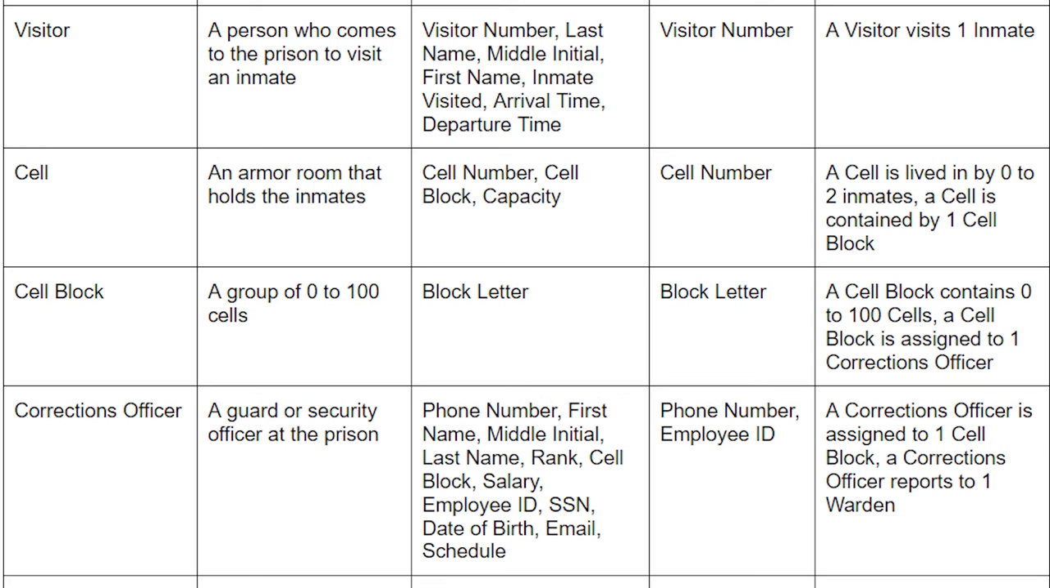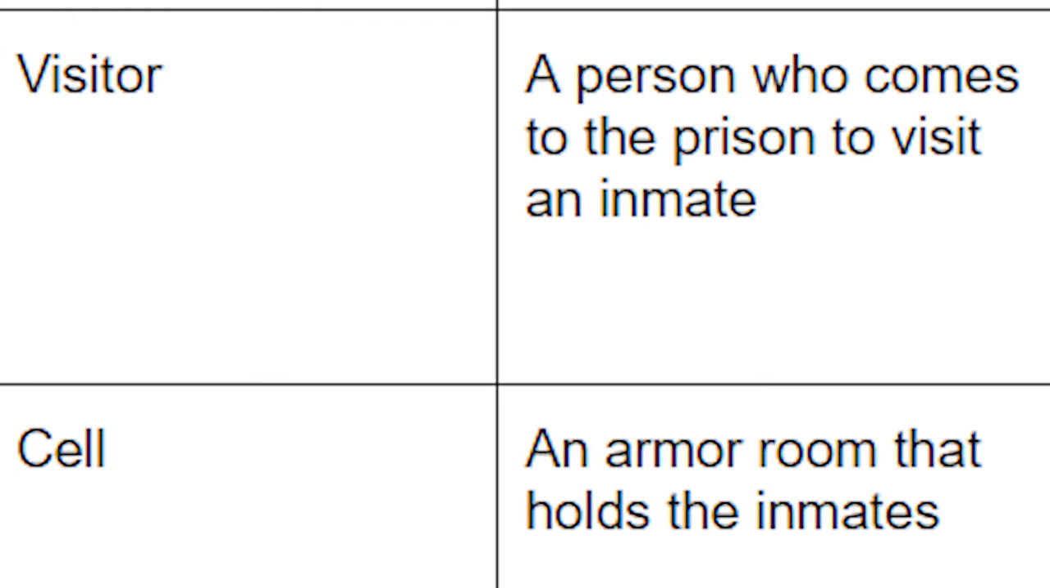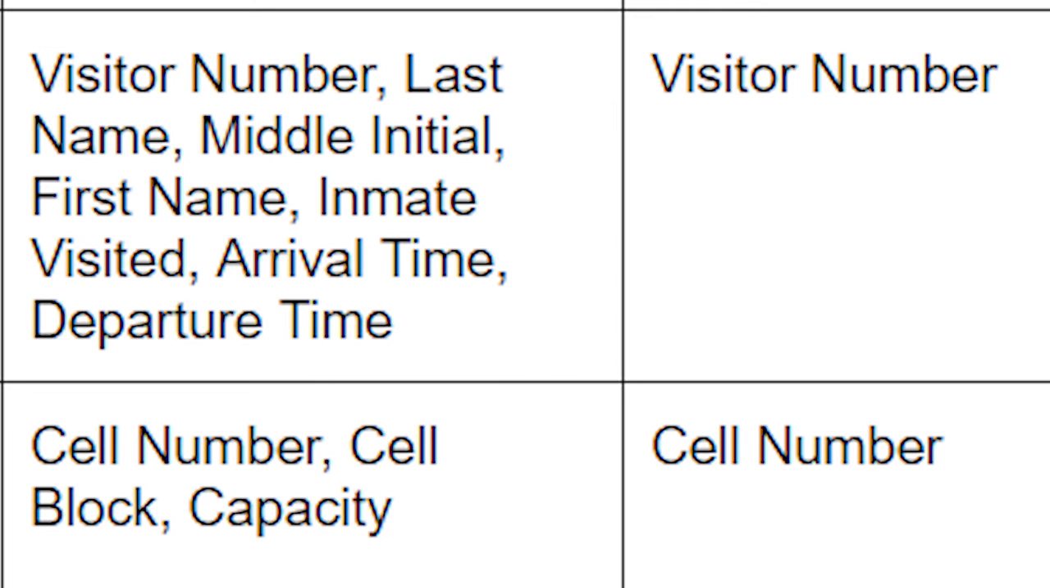The next entity is the visitors, and a visitor is anyone who comes to the prison specifically with the intention to visit an inmate. Their attributes include visitor number, last name, middle initial, first name, the name of the inmate that is being visited, an arrival time, and a departure time. Their key will be visitor number.